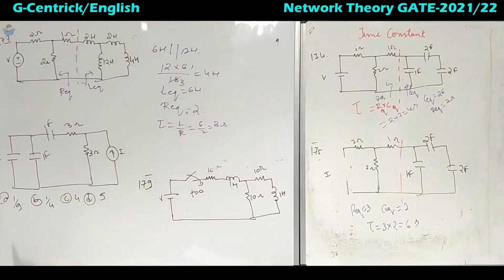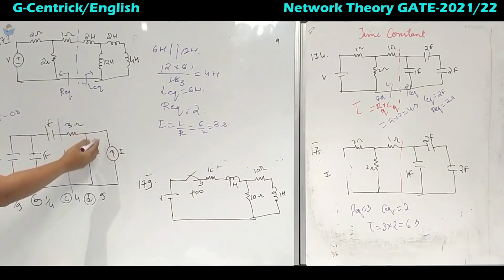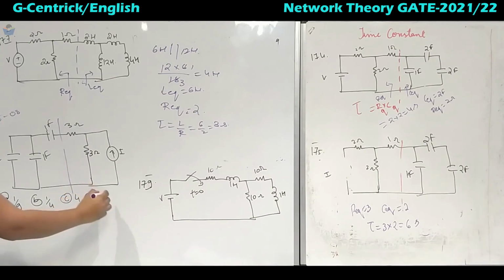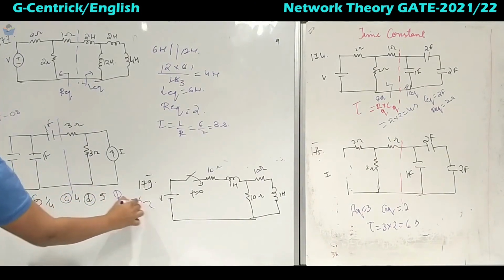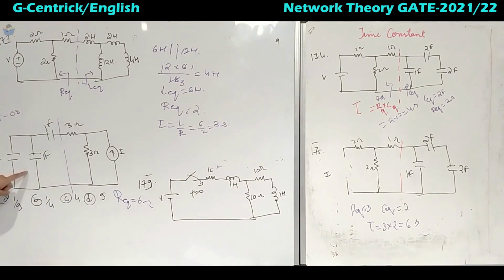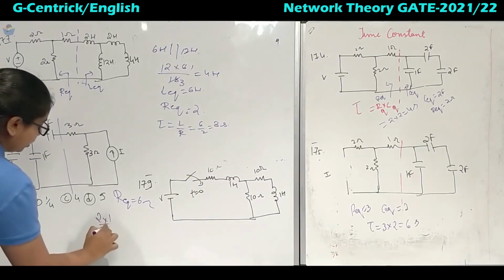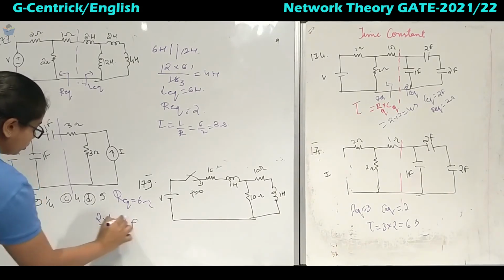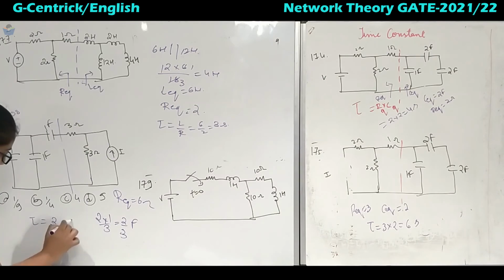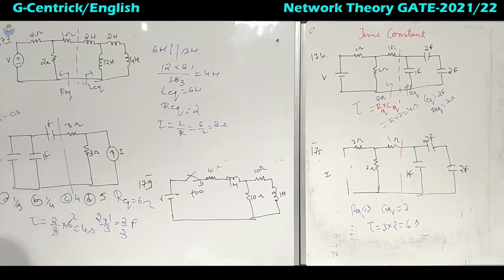Coming to question number 178, this was asked in GATE 2008. We have to find the time constant for this one. We can divide this. Here it will be 0 ampere for calculation of R equivalent. R equivalent is 6 ohm, and for this one 1 plus 1 is 2 farad. 2 farad in series with 1 farad, but you will take the parallel operation. So 2 into 1 by 3 gives 2 by 3 farad. Our time constant will be 2 by 3 into 6, which is 4 seconds. This is the right answer for this one.